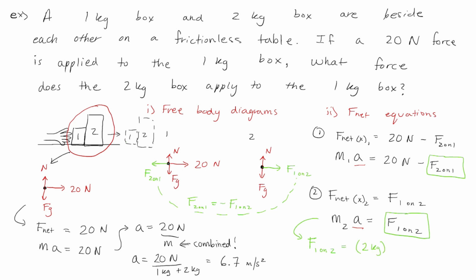All I have to do is plug in the mass of the 2 kilogram object times the acceleration, and we see that the force of 1 on 2 is equal to 13 newtons. And based on Newton's third law, we know that the force of 2 on 1 is equal to negative 13 newtons. It has equal magnitude, but opposite direction. And so that's how you use Newton's third law to answer forces questions.